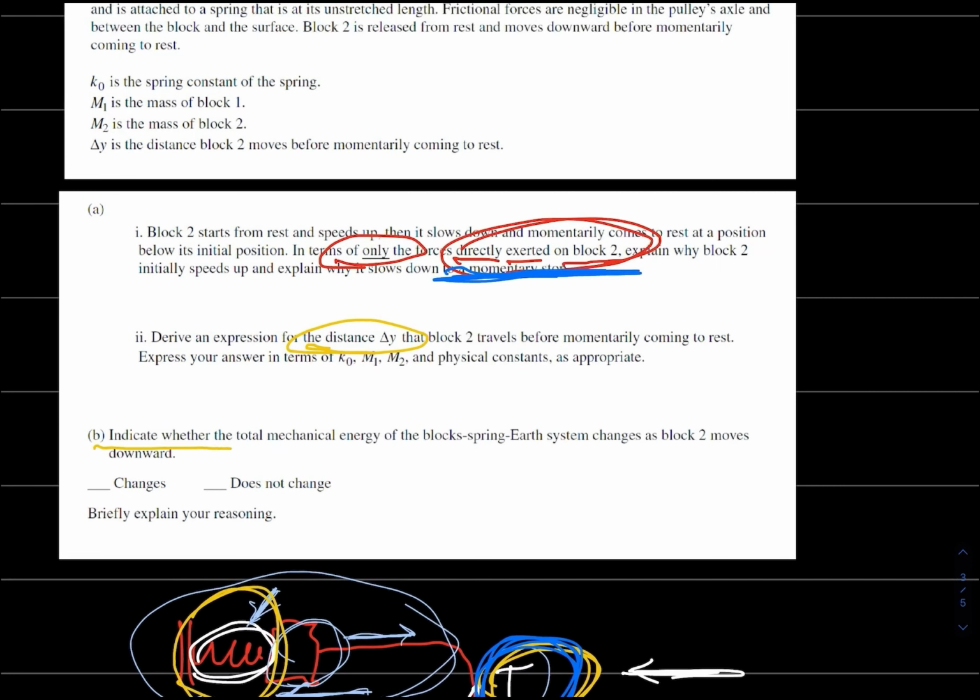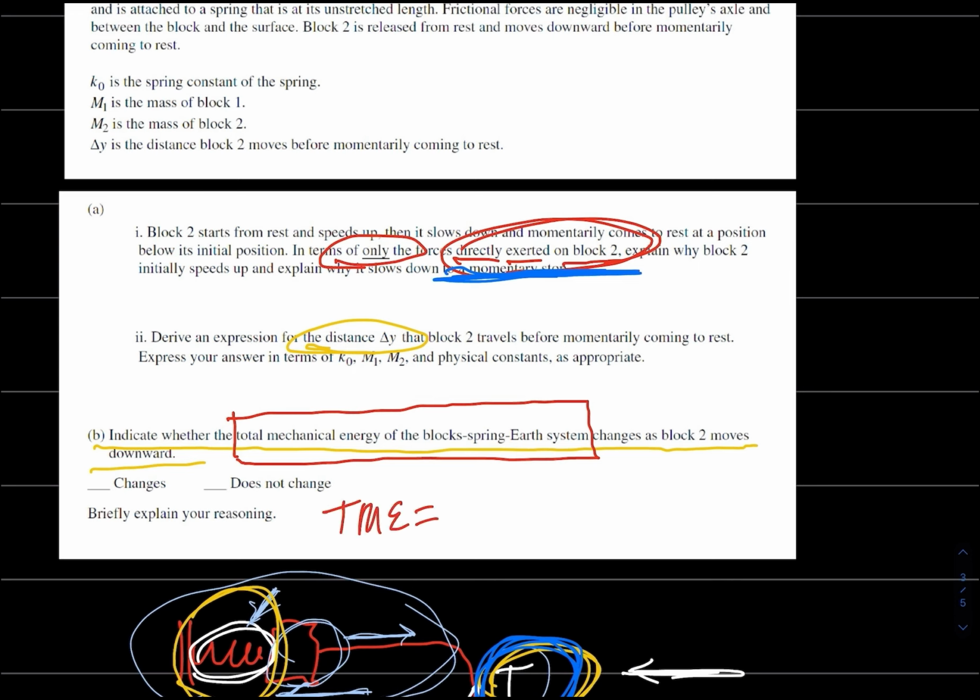Indicate whether the total mechanical energy of the block spring Earth system changes as block 2 moves downward. Okay. What is the total mechanical energy of the block spring Earth system? We talked about this extensively in the playlist on energy and work. The total mechanical energy equals the kinetic energy and the potential energies. The gravitational potential energy and the spring potential energy. That's the total mechanical energy.